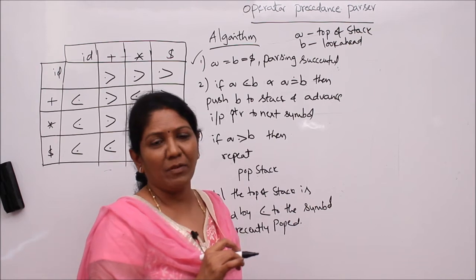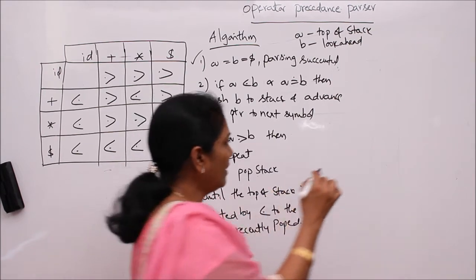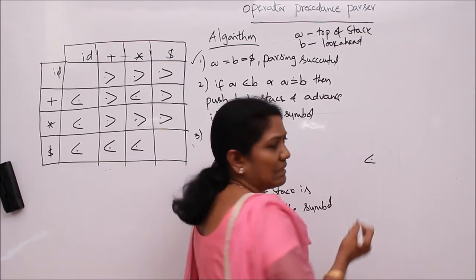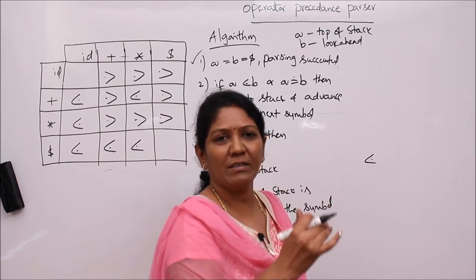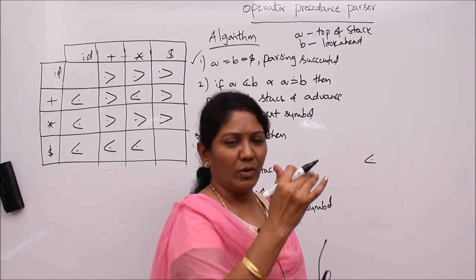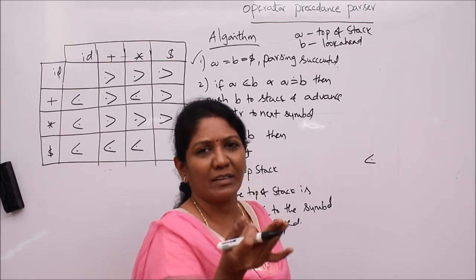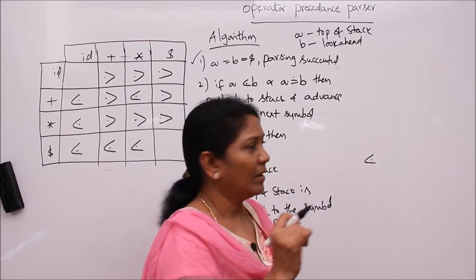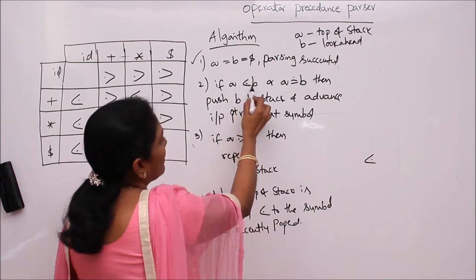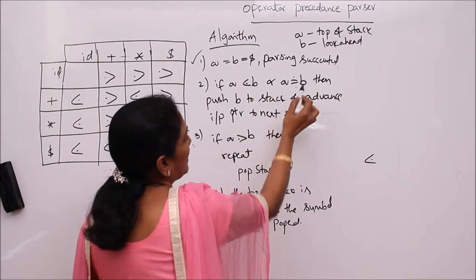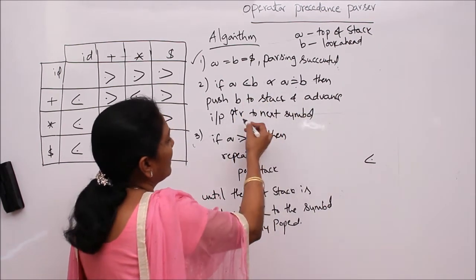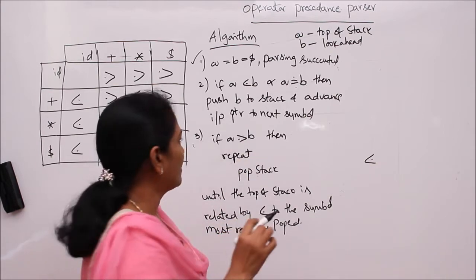Shift action, when it performs, what did I say? Whenever the relation is less, it has to read the symbol, compare the look ahead symbol and the input pointer. Whenever the relation is less, just push it onto the stack. That is shift action. So if A is less than B or A is equal to B also, then push B onto the stack and advance the input pointer to the next symbol.